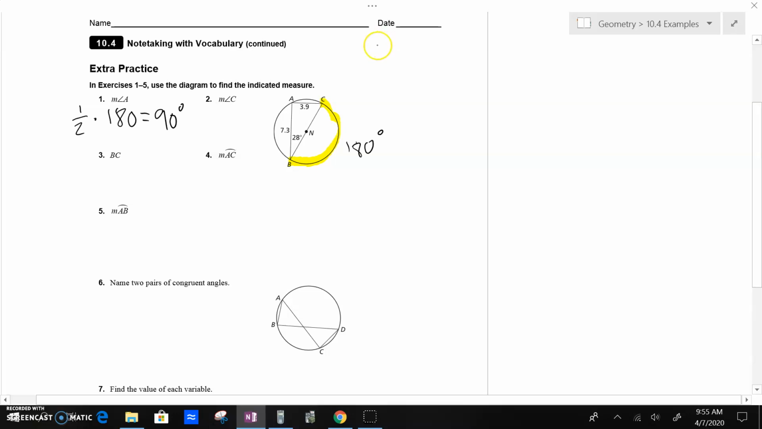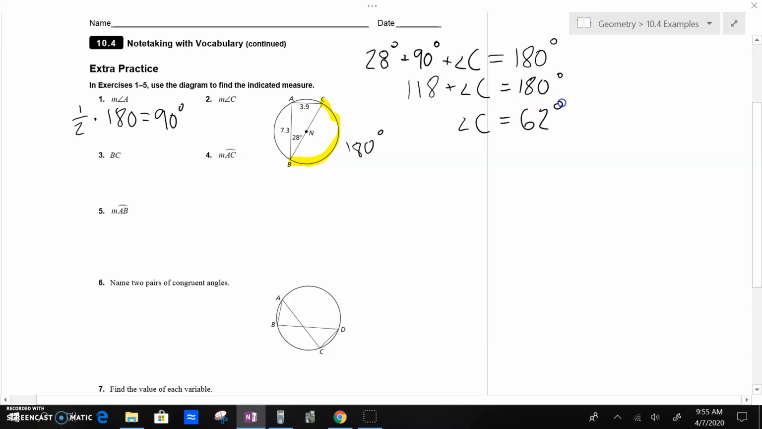And then for the measure of angle C, we're going back to a much older idea. We've got two measures in the triangle: the 28 they gave us and the 90 we just found. When we add in the measure of angle C, those three angles together in any triangle, whether it's inside a circle or outside a circle, equals 180. So 90 plus 28 is 118, and if I take 118 away from both sides, I end up with 62 degrees. So angle C ends up being 62, using a much older idea that we learned about.